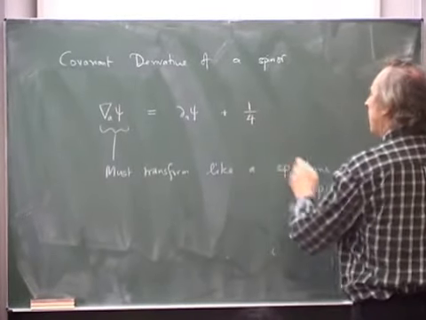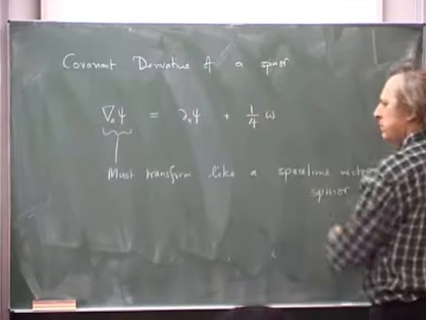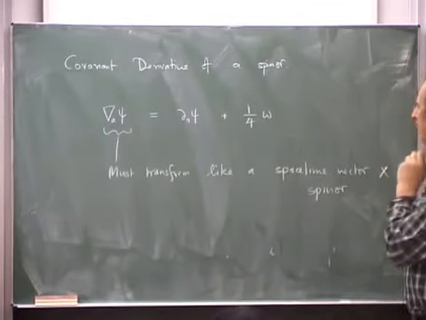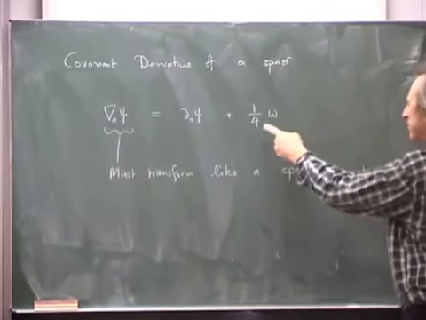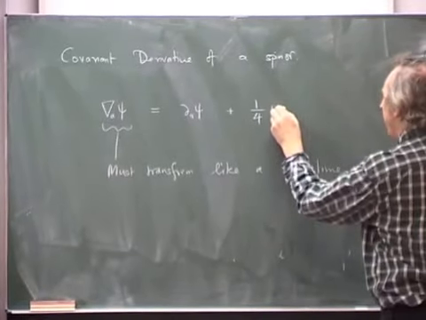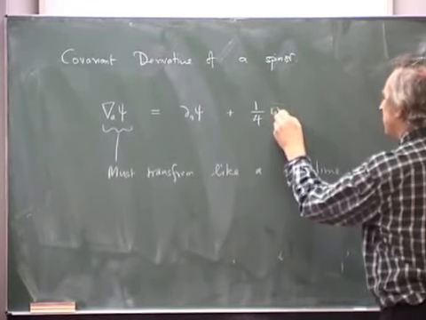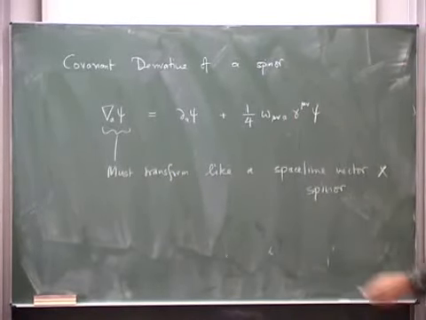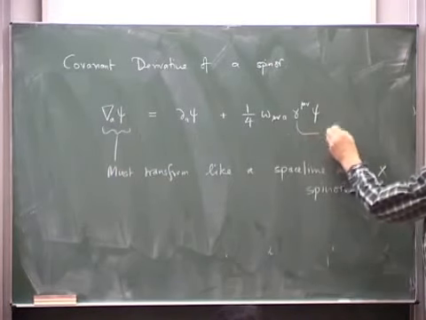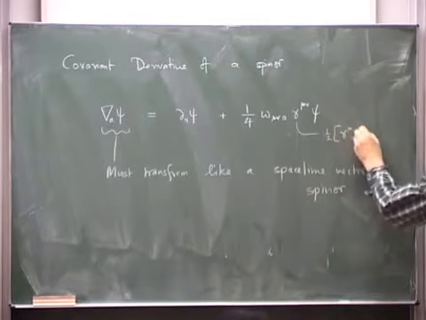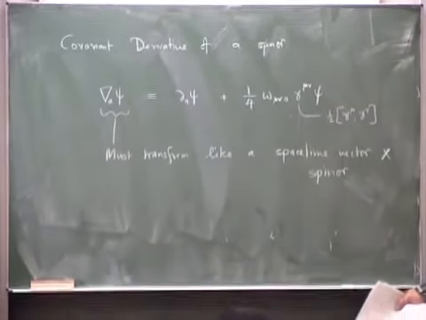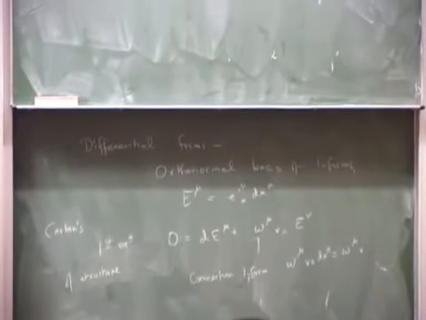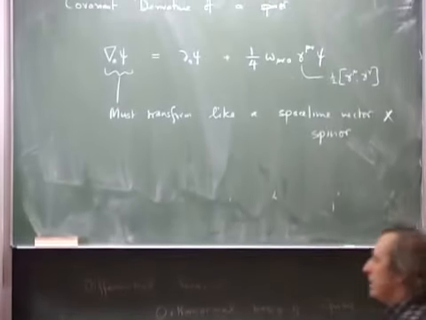It is 1/2 ω, sorry? You said 1/2 quarter. 1/4 ω_a μν γ^μν acting on ψ, where this thing is the commutator of 2 gamma matrices with a factor of 2 in it. So that is a formula for the covariant derivative of a spinor field.